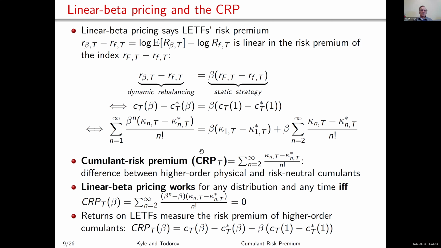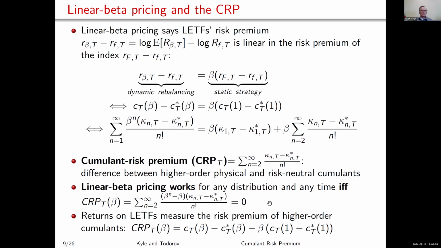So we define the cumulant risk premium as the difference between the higher-order physical cumulants and the risk neutral cumulants. It's a sum that starts from 2 and goes to infinity of the difference between these physical and risk neutral cumulants divided by n factorial. And so linear beta pricing is only going to work if these cumulants, weighted by beta on the right-hand side and weighted by beta to the n on the left-hand side, actually cancel out.